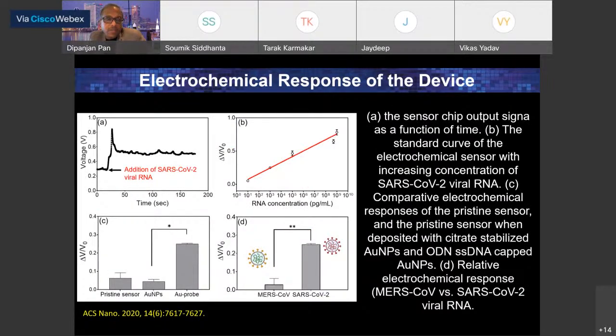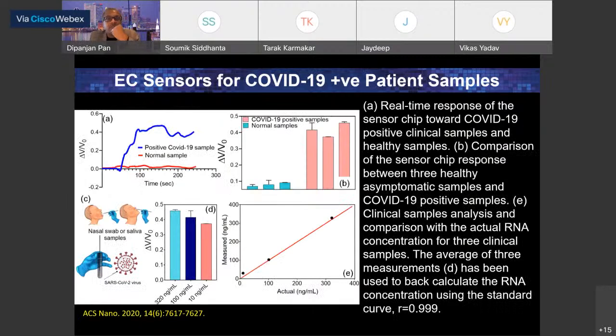So this is the response that we're looking at. That is the change in the voltage after the addition of the SARS-CoV-2. And you can see that this is the delta V over V naught over RNA concentration. There is a linear curve. So there's a linear relationship with the change in the concentration. And you can see that how the cross reactivity is not an issue even for these electrochemical sensors. So we tested it in many patient samples, and with satisfactory result.